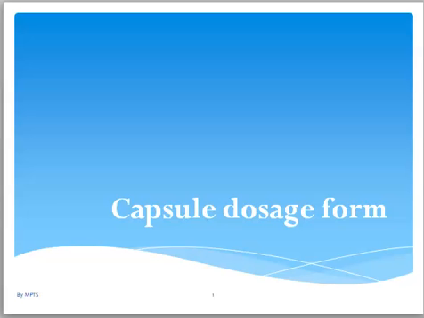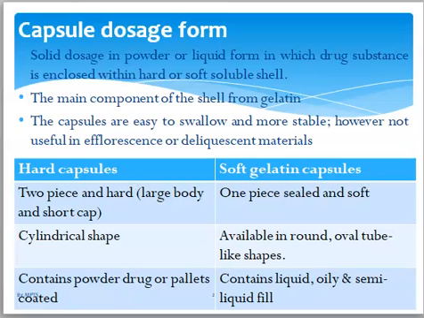So today we shall be discussing capsule dosage form. So what are capsule dosage forms? Of course, all of us know that capsules are when the powder is enclosed within a gelatin capsule shell. A solid dosage form in which a powder or liquid substance is enclosed within a hard or soft soluble shell. Of course, the main component of the shell is gelatin. It's made from gelatin.